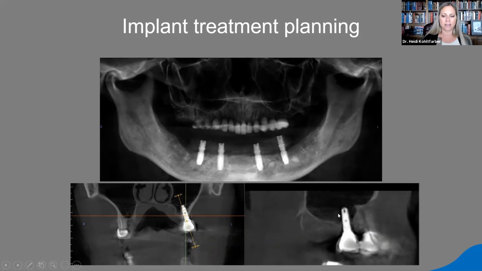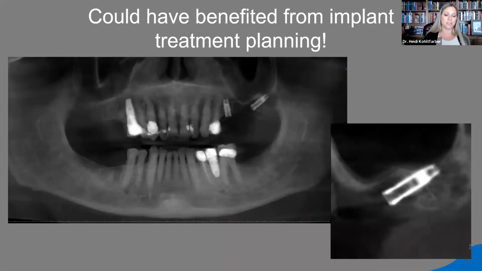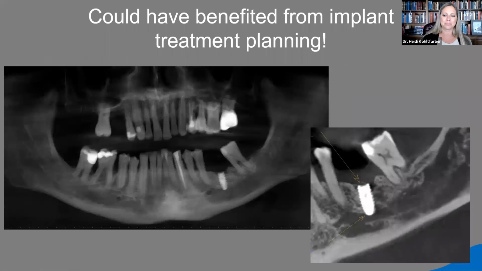And we can see that there's not a mucosal thickening in the maxillary sinus, so we don't have inflammation going on with the location of that implant, but the longevity of that implant will be decreased. These are some that I just got recently. Again, we get quite a number of these, and I would just say that these may have benefited from some implant treatment planning. Obviously, if the implant is placed this way, this is not going to go well. It's going to be very hard to restore. It's not really a restorable implant.